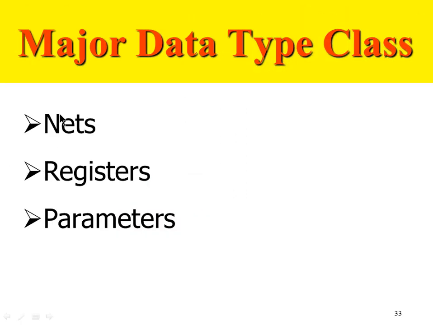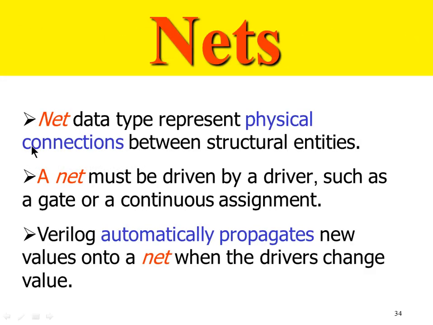Okay, so we have something called data types in Verilog. What are they? There are three data types: nets, registers, and parameters. Net data type represents a physical connection between structural entities. So net data type is basically a physical connection between two points. A net must be driven by a driver such as a gate or a continuous assignment. Verilog automatically propagates new values onto a net when the drivers change value.